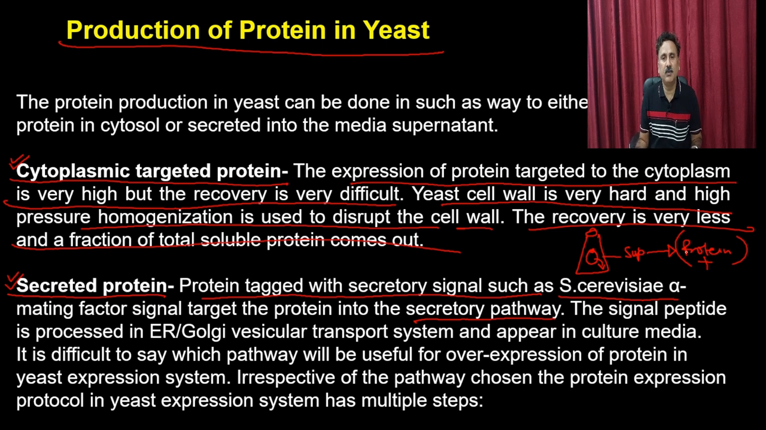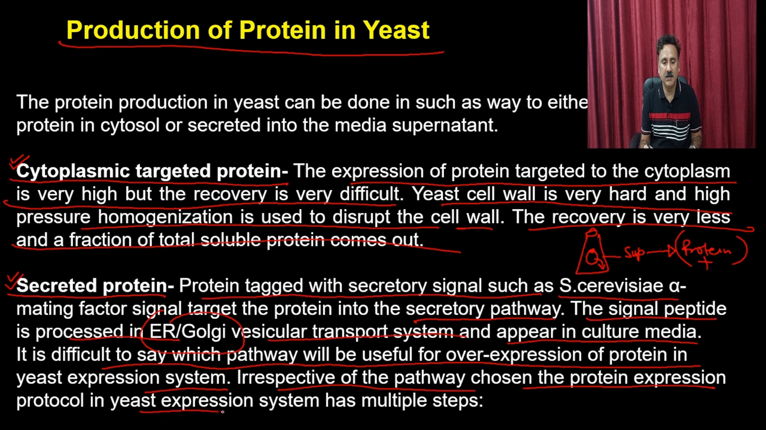And that is why this protein is going to be extremely pure compared to the protein which is going to be present in the cytosolic fractions. The signal peptide is processed in the endoplasmic reticulum and Golgi complex vesicular transporting system and appears in the culture media. It is difficult to say which pathway will be useful for overexpression of a protein in the yeast expression system. Irrespective of the pathway chosen, the protein production protocol in the system has multiple steps.